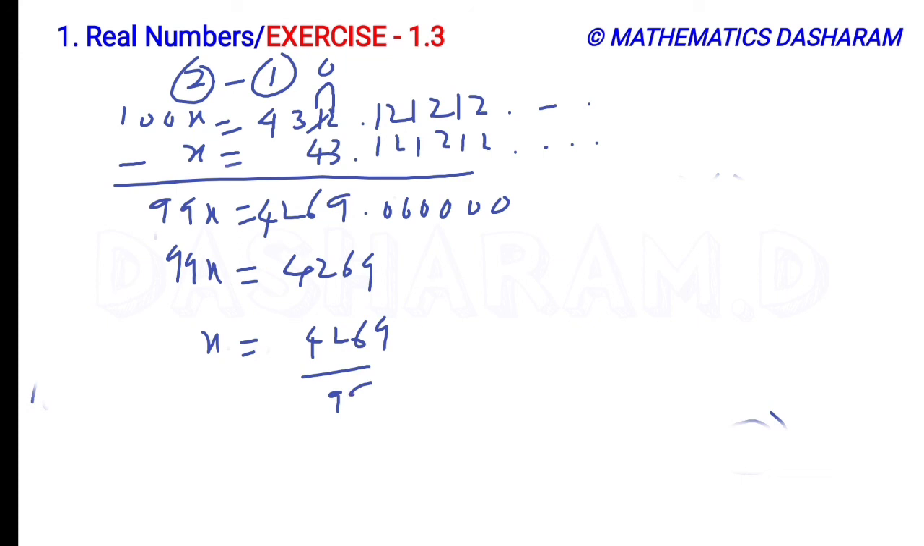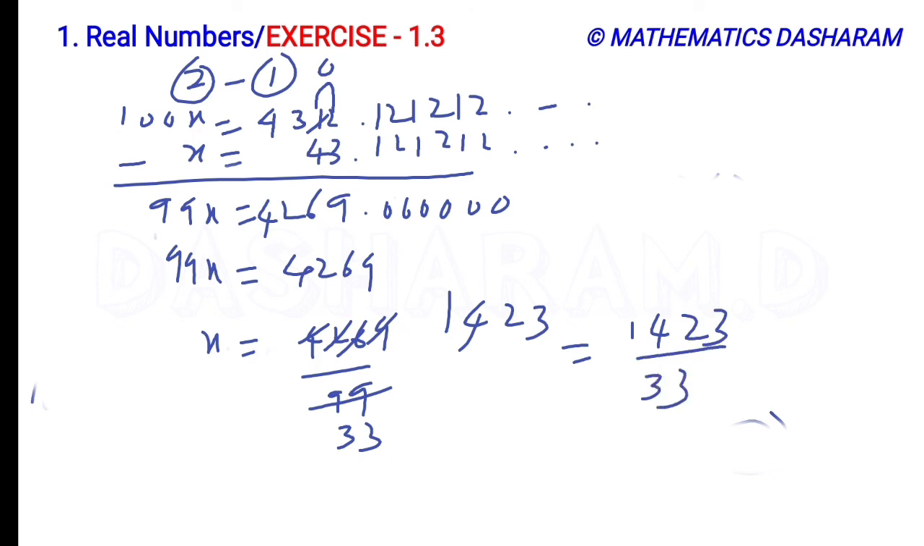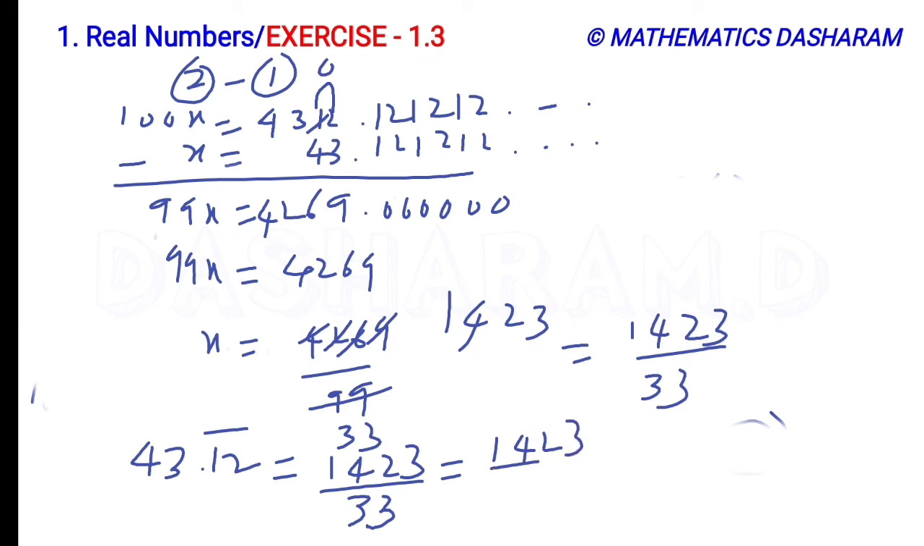Then x equals 4269 divided by 99. So both are coming in 3 table. 3 33s are 99, 3 1s are 3, 3 4s are 12, 3 2s are 6, 3 3s are 9. So then it is equal to 1423 divided by 33. So finally the fraction form of 43.12 bar equals 1423 divided by 33. 33 can be written as 3 into 11. So therefore the prime factors of the denominator are 3 and 11.